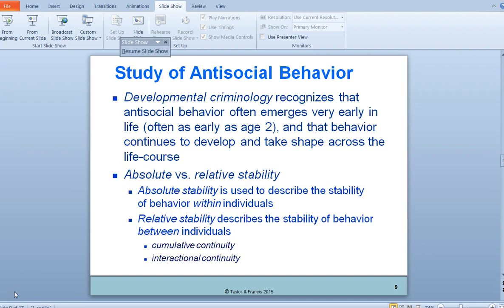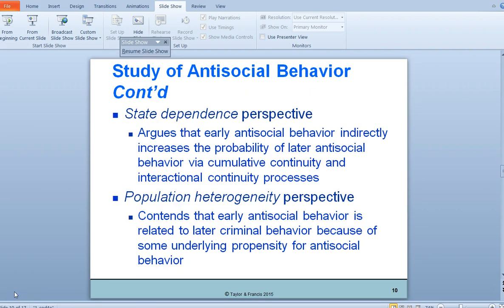There are also two perspectives that have been identified as we study antisocial behavior. State dependence.